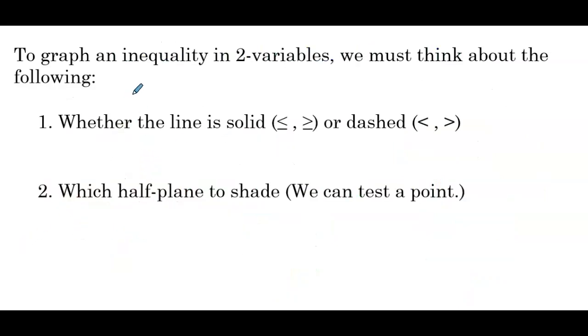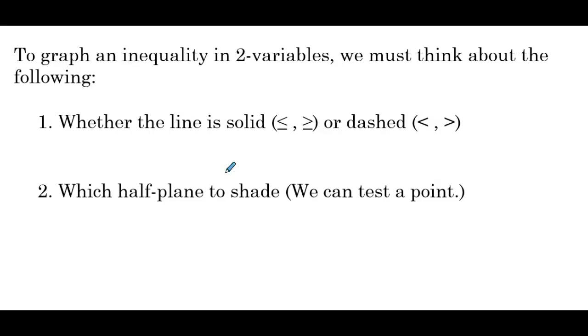To graph an inequality in two variables, we must think about the following: whether the line is going to be solid or dashed, which will be based on the inequality sign. If we have less than or equal to or greater than or equal to, that's going to be a solid line, since we have equality. And if we have strict inequality, less than or greater than, it's going to be a dashed line. So the first thing we're going to do is graph the inequality as if it were a line.